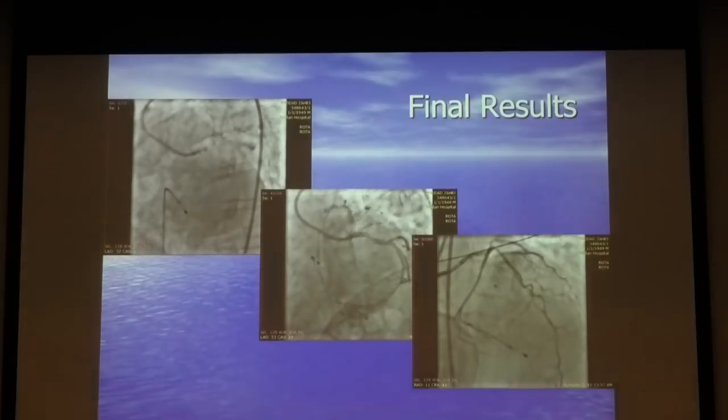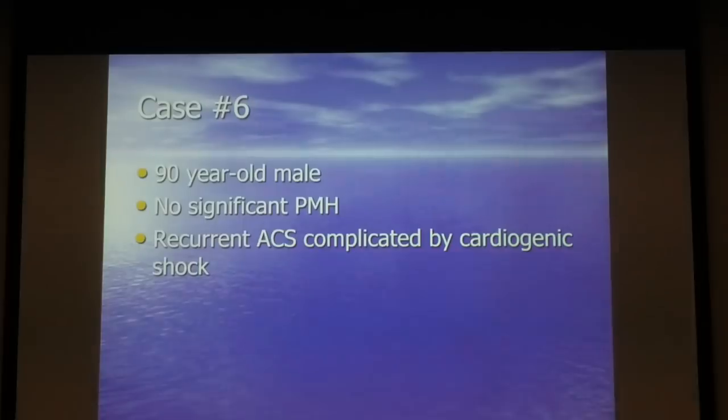I think this is the last case. A 90-year-old male, no significant past medical history, with recurrent acute coronary syndrome complicated by cardiogenic shock.